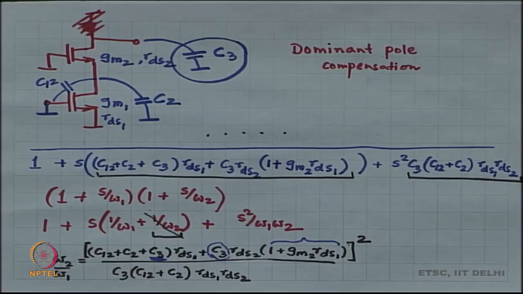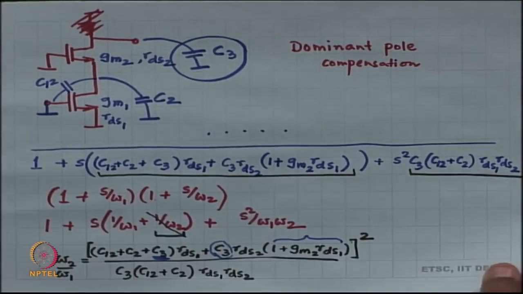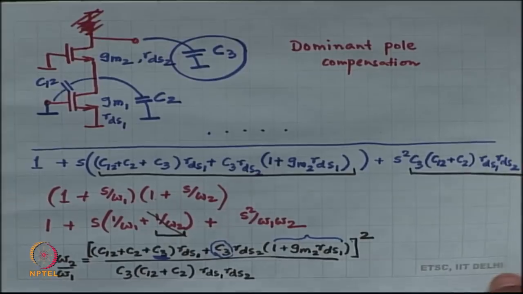You can add as much load capacitance as you want outside the chip, outside the circuit, and that is called dominant pole compensation, that will meet the requirements of phase margin, and now you can use your amplifier in a feedback loop. Fine. All right. So, this is the cascode circuit.